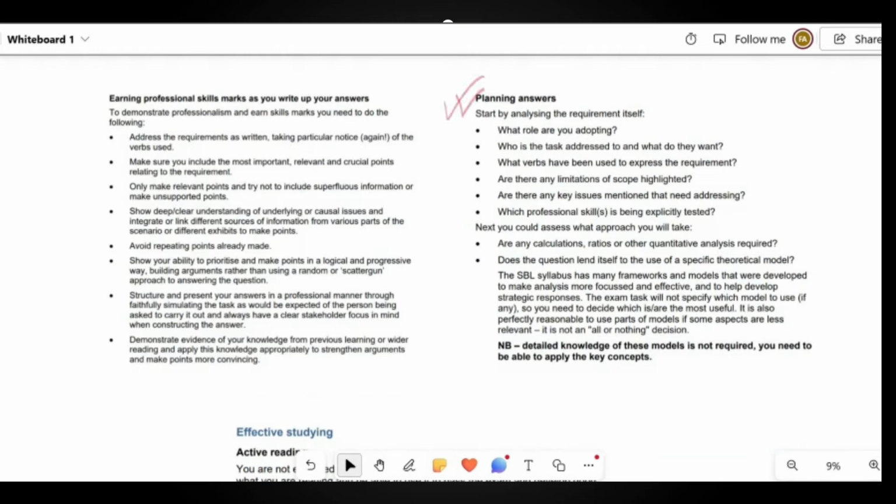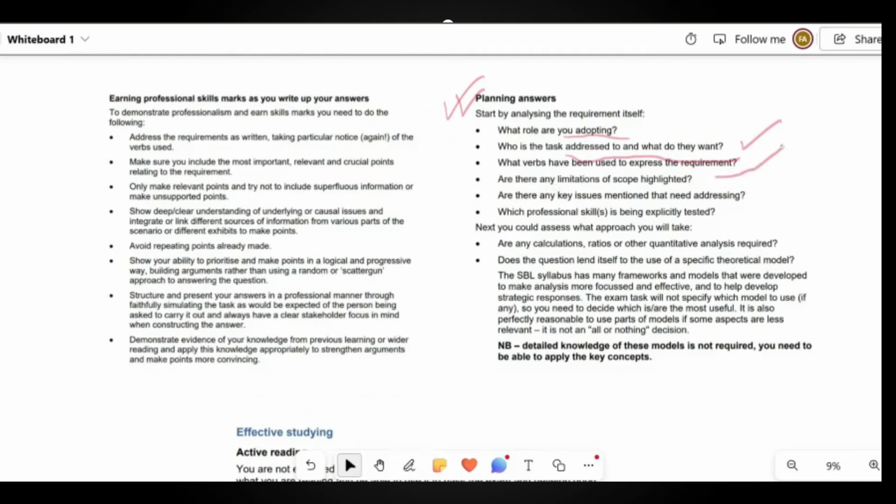First of all, the main thing is to read the question requirement carefully. What are they asking, and what is the requirement of the question? What role are you adopting? Are you a CFO, a director, an audit manager, a corporate governance adviser, or a board member? Who is the task for, and what do they want? What is the assignment? What is the question asking? What verbs have been used, and what are the requirements?